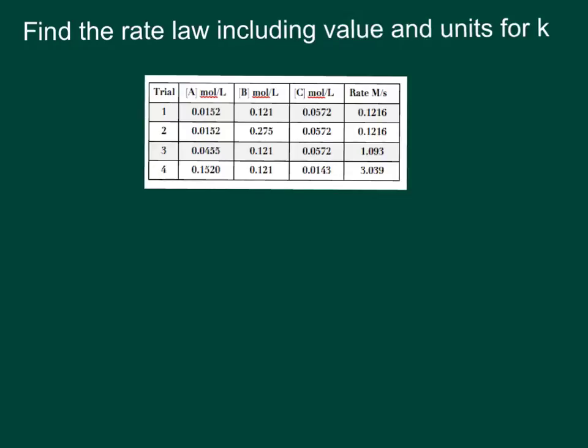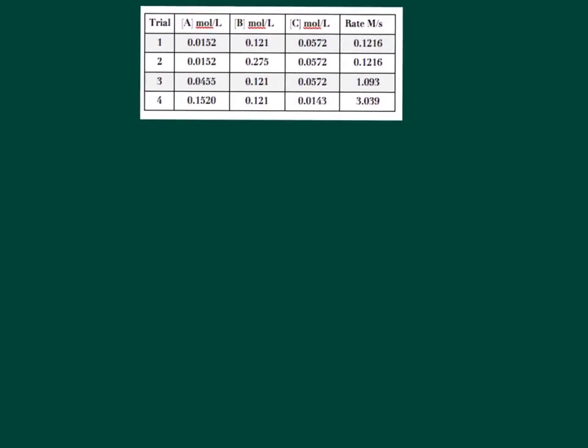The purpose of this video is to help you learn how to approach solving an initial rate problem. In this problem, we're asked to find the rate law, including the value in units for k. Notice that in each trial, we're given a value for concentration of A, concentration of B, concentration of C, and an initial value for the rate.